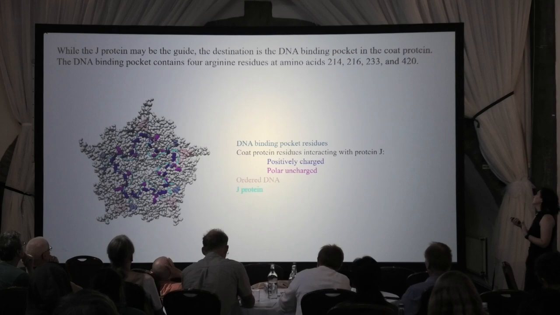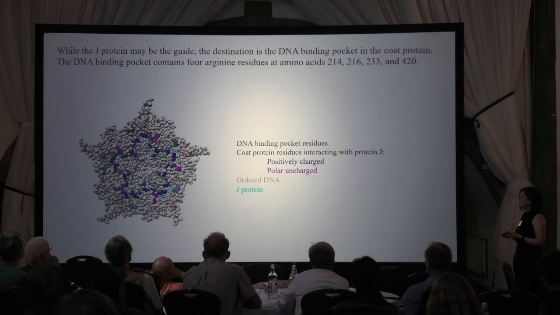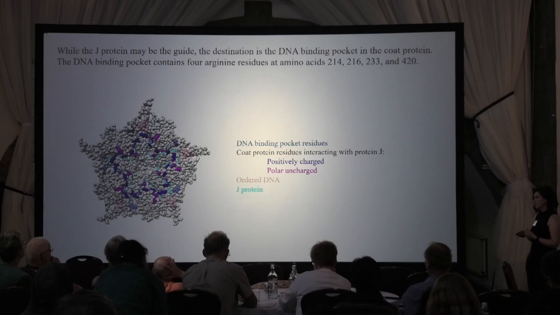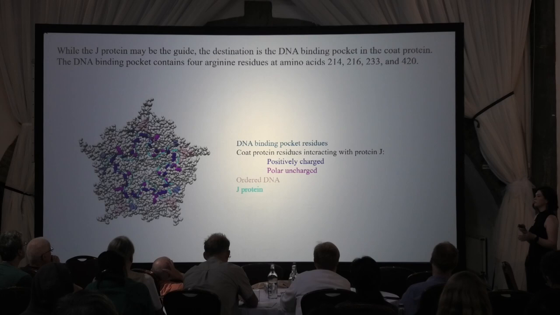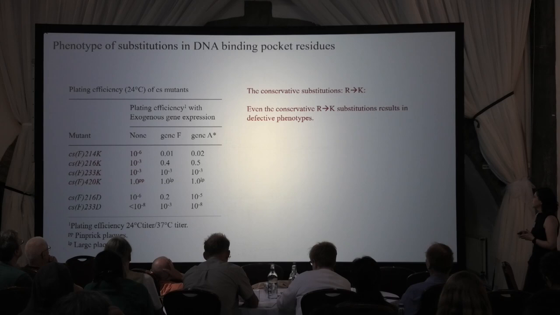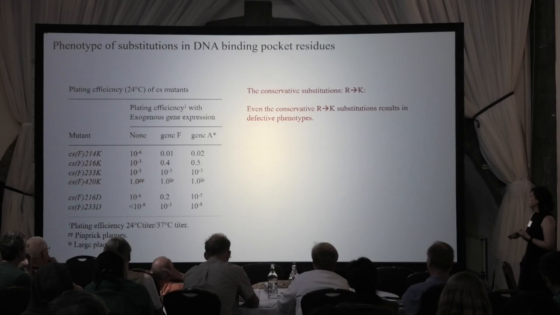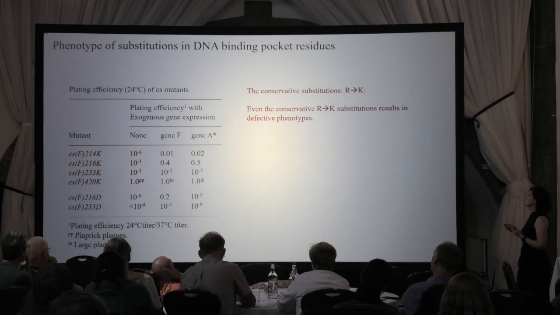And so, while the J protein is the guide, ultimately the destination is the DNA binding pocket within the coat protein. And in my research, I have done mutations to arginine sites, amino acids 214, 216, 233, and 420. And I'm going to be talking a little bit about just conservative and non-conservative mutations here. And so we're going to start with some efficiency plating at low restrictive temperatures of 24 degrees and some rescue plating. And we're going to start with these conservative mutations of arginine to lysine. And so with all four of these mutations, we can see that we have some degree of cold sensitivity occurring.